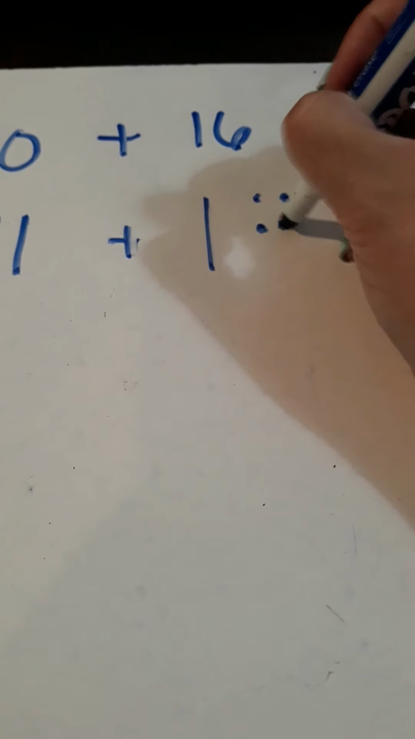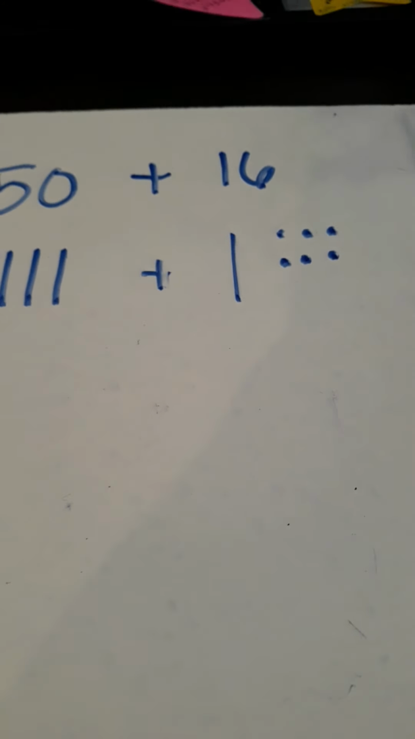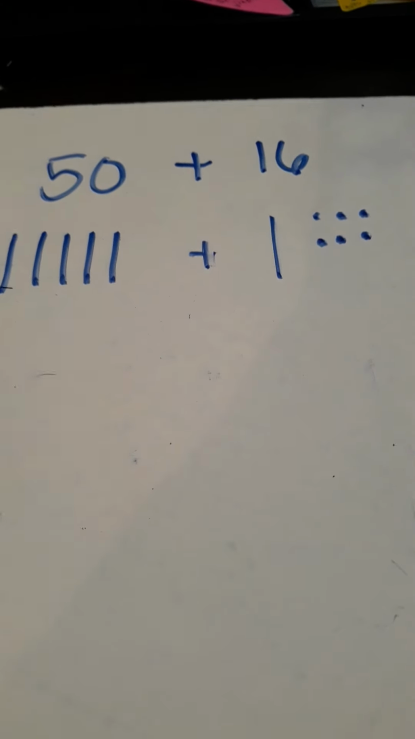Okay, so let's see. We have 50 plus 16. Let's draw them out. Show me 50: 10, 20, 30, 40, 50. Now you're going to add 16. 10, 1, 2, 3, 4, 5, 6. There's our 16.